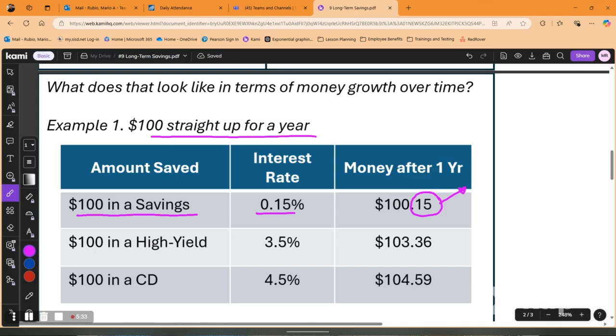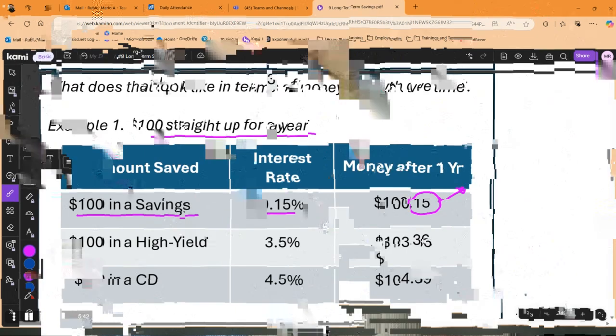15 cents is like nothing for having your money in there for a year, but think about if you do this long term over many years, or if you have more than $100. For every $100, that's 15 cents. So if you've got a couple hundred, you earn a little bit. It's not much, but it's still free money.